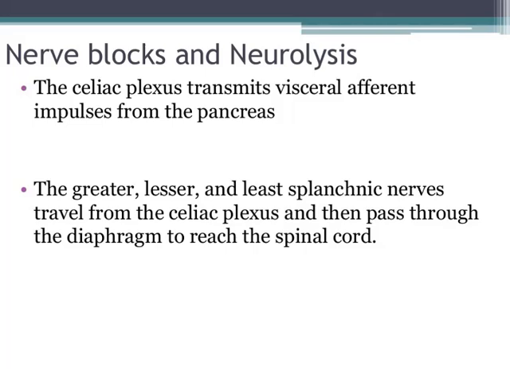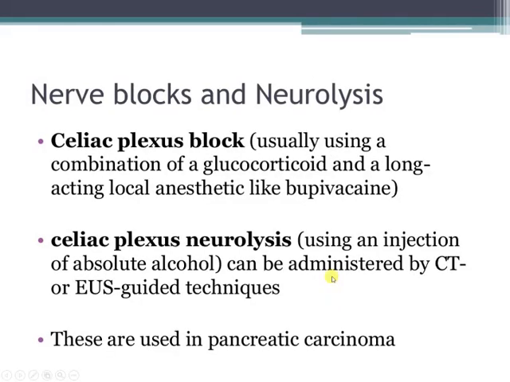Nerve blocks and neurolysis. The celiac plexus transmits visceral afferent impulses from the pancreas. The greater, lesser, and least splanchnic nerves travel from the celiac plexus and then pass through the diaphragm to reach the spinal cord. Celiac plexus block usually uses a combination of glucocorticoids and a long-acting local anesthetic like bupivacaine.